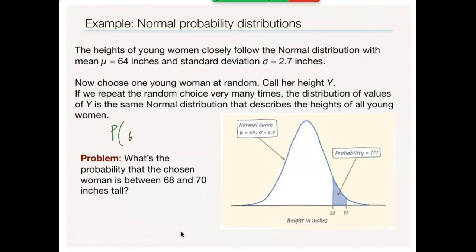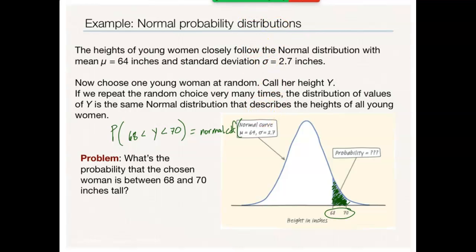So, then we could just use normal CDF. Right, we would have mean 64, standard deviation 2.7. And I just put the boundaries as between 68 and 70. And whatever that value comes out to would be our probability. Let's real quick just go over how to do that.